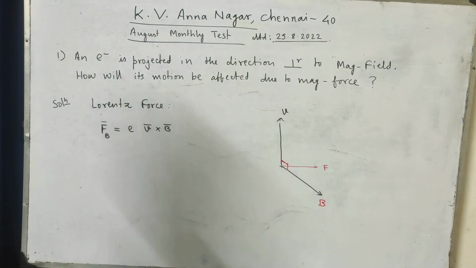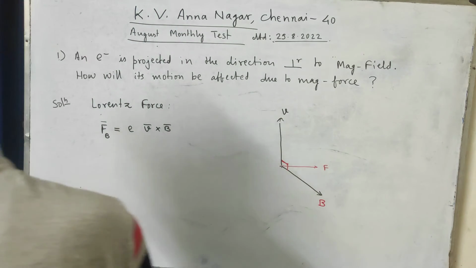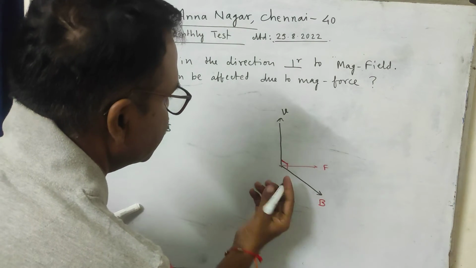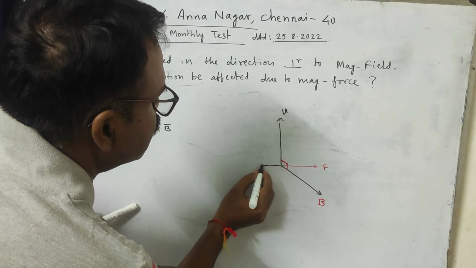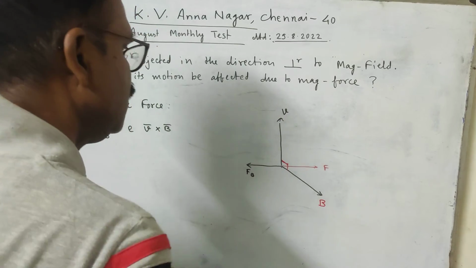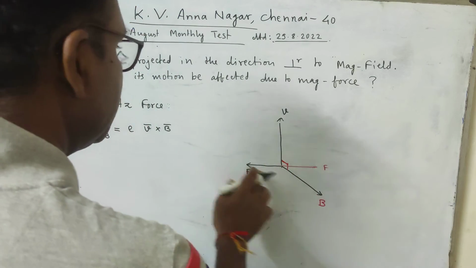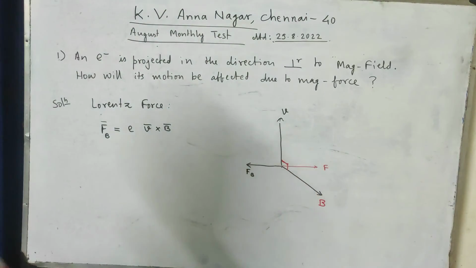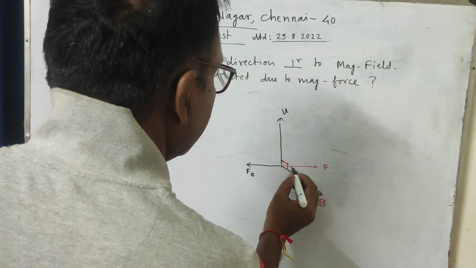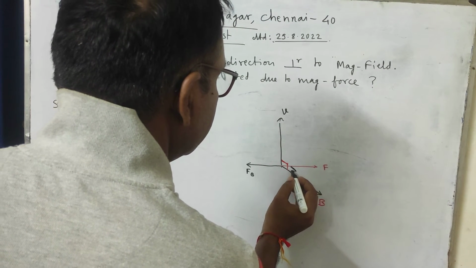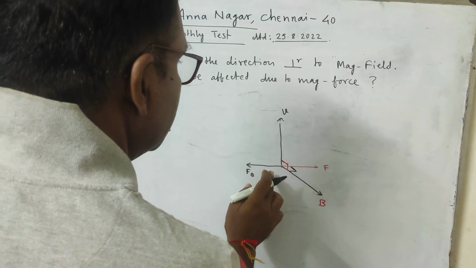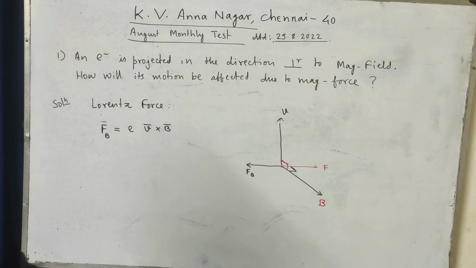Now actually we have the electron, right? So for the electron, the force will be in this direction. This will be the force FB. If it is a positive charge, it acts in this direction, so for a negative charge it is exactly opposite. All these vectors will be perpendicular to each other, isn't it?